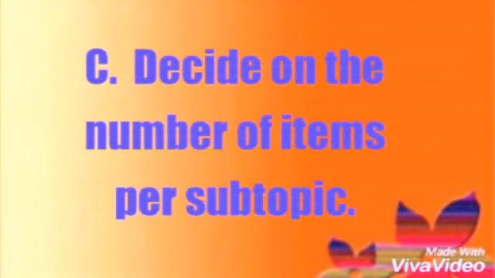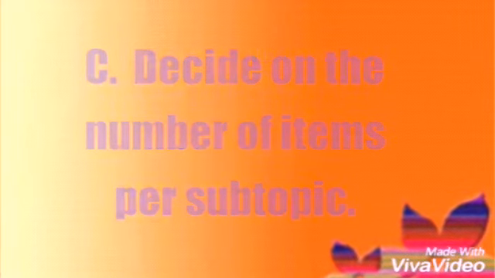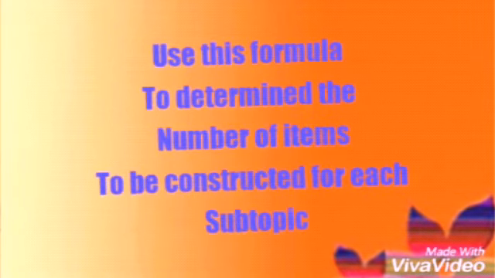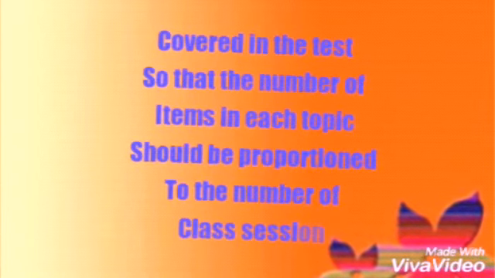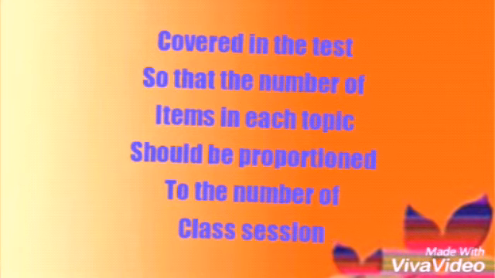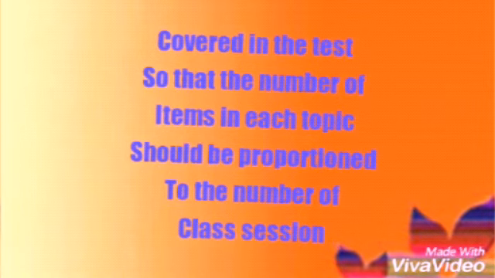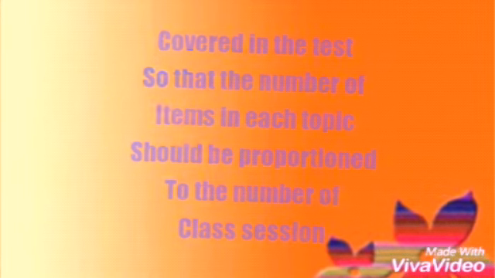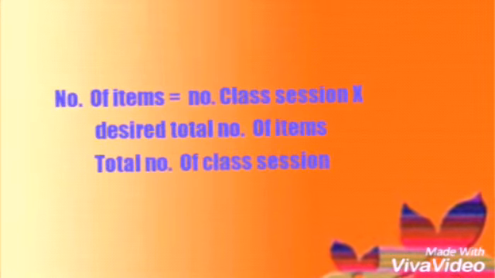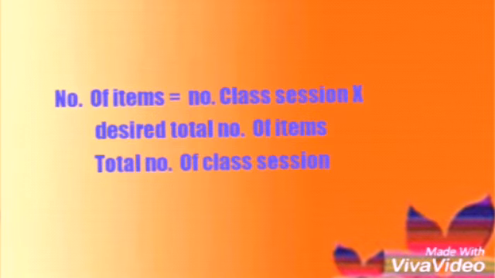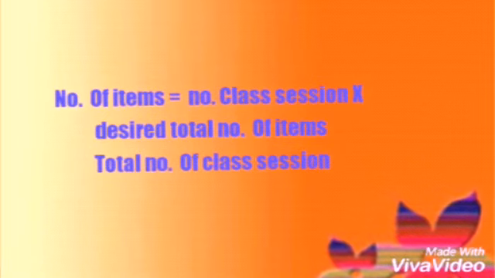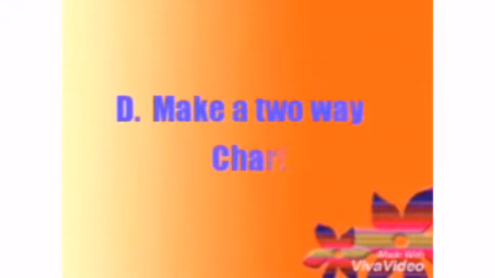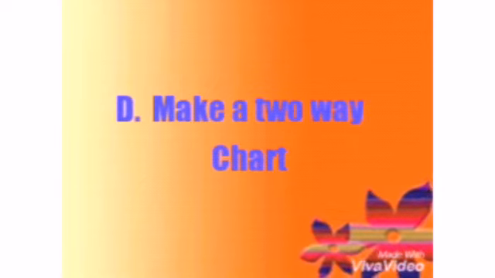Letter C. Decide on the number of items per subtopic. Use this formula to determine the number of items to be constructed for each subtopic covered in the test so that the number of items in each topic should be proportional to the number of class sessions. The formula is number of items equals number of class sessions times the desired total number of items, then divided by the total number of class sessions. Letter D. Make a two-way chart.